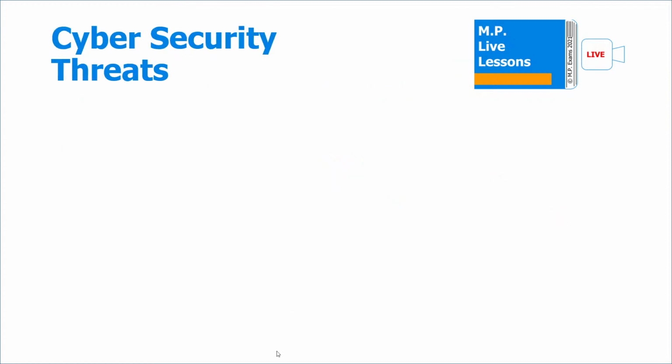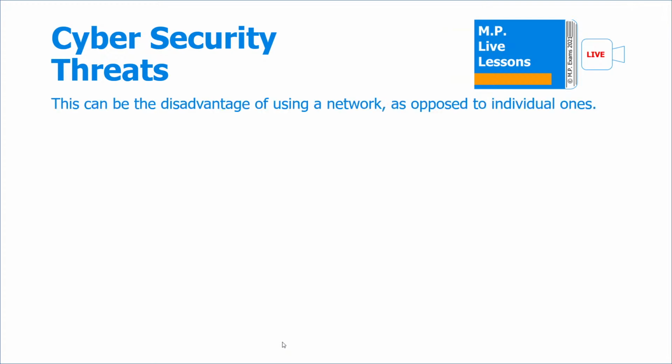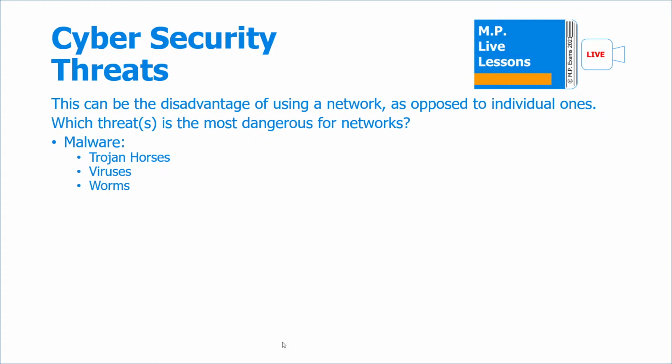Next, you'll need to know about these cybersecurity threats. So these were under the drawbacks of having a computer network. Now, there are different threats. First of all, you've got malware, of which you've got different kinds, such as Trojan horses, viruses, and worms. The Trojan horses try to disguise themselves as, let's say, innocent files, and then they get in, and that's when they cause damage to computers, can spread around, and so on.